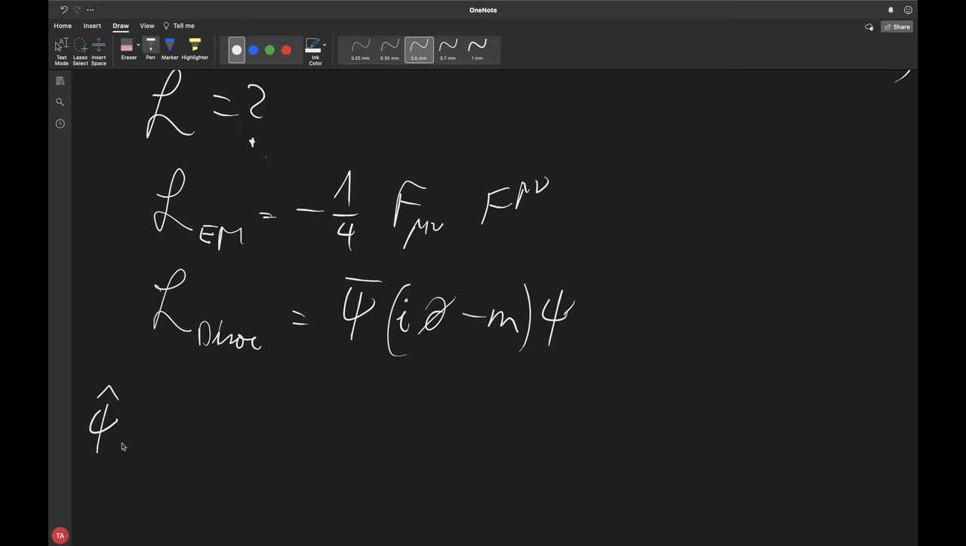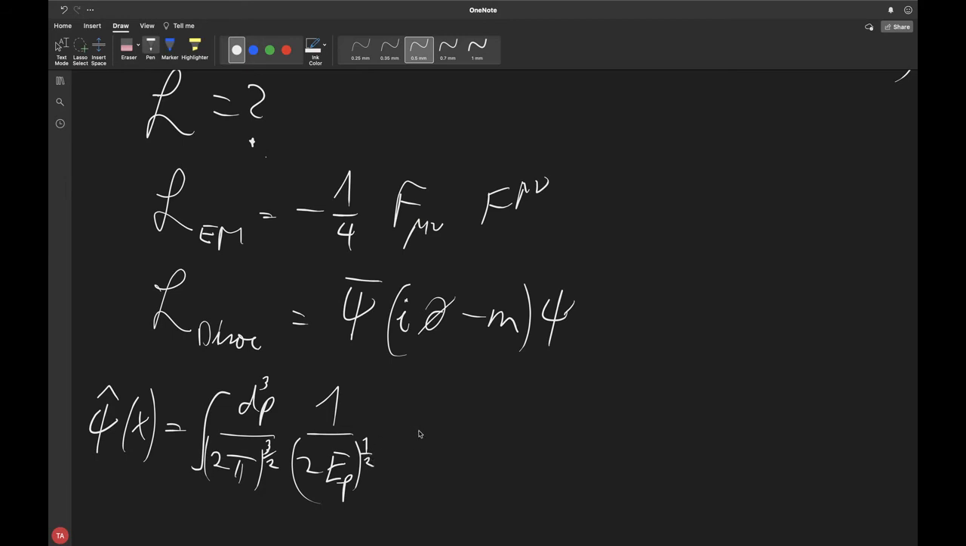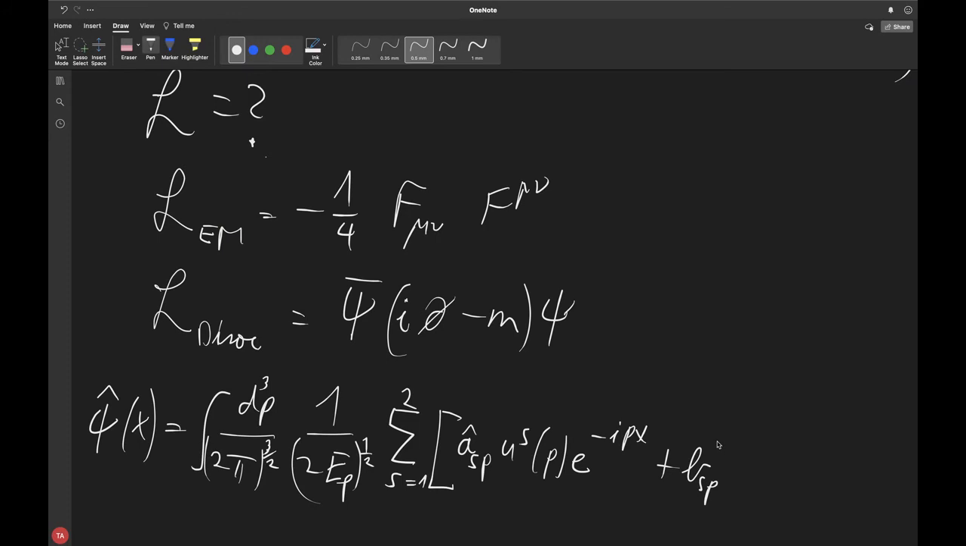Now if we add these two together and plug it into the Euler-Lagrange equations, the solution to this psi, which is now an operator, psi(x), is going to be the integral of d^3p over (2π)^(3/2), times 1 over 2E_p under the square root, of the sum for the spin 1 to 2 of the annihilation operator a_sp, u_s depending on p, exponential of minus ipx, plus b_sp operator, which in the past was starred, but now that it is an operator, it's a dagger, or adjoint, v depending on s and p, and the exponential is with a plus sign.